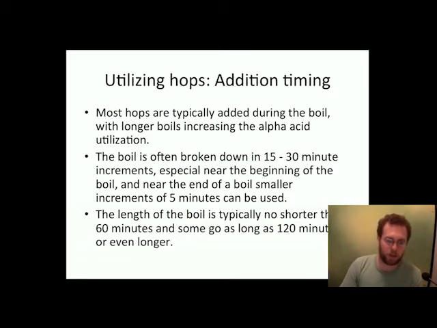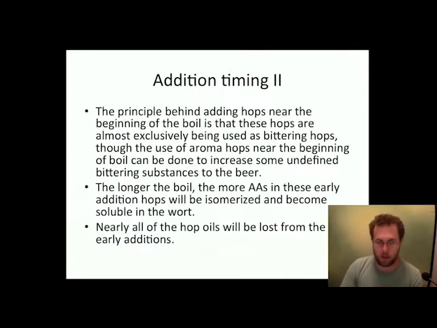So the length of the boil is typically no shorter than 60 minutes, typically at least 60 minutes. Some can go as long as 120 minutes or even more. So the principle behind adding hops near the beginning of the boil is that these are usually exclusively being used as bittering hops, though you can use some aroma hops to get more depth, as I said before, with the kettle addition hops.